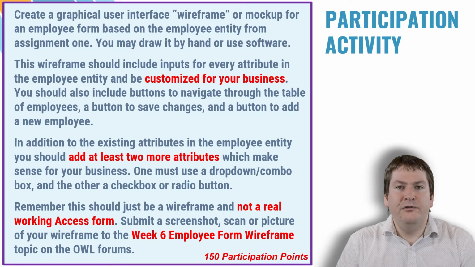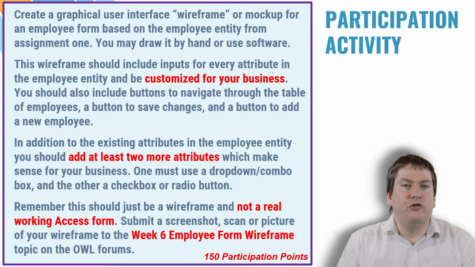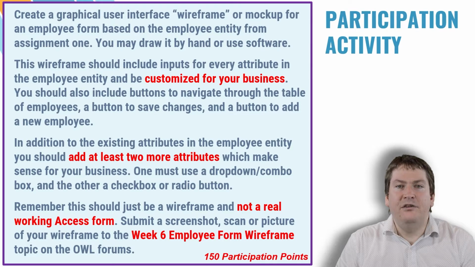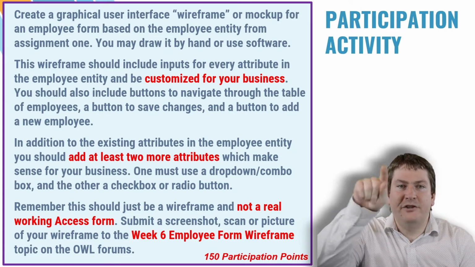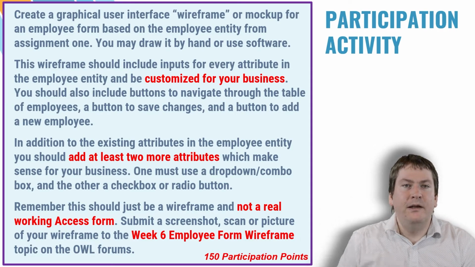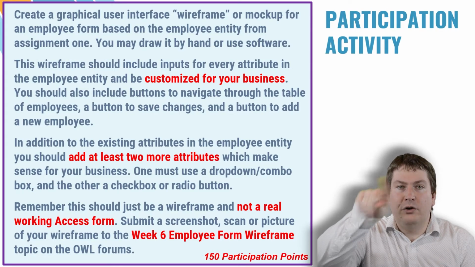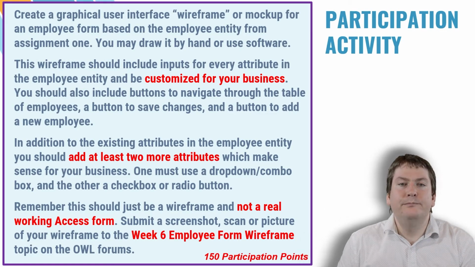So one of these new attributes should be something that you can select with a combo box in your application. So that's sort of like a drop-down box. And the second new attribute should be something that you can select using a checkbox or a radio button. Checkboxes are those little square buttons that have a check in them, where you can check multiple of them. And the radio buttons are the little circle boxes where you can only pick one of them. You can see that more if you watch the Access form tutorial.